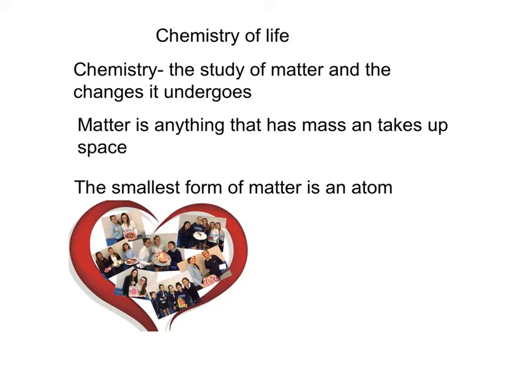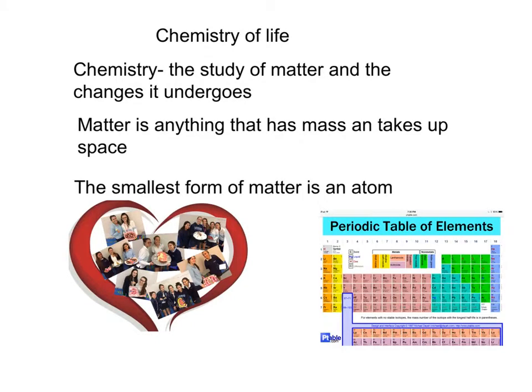Matter is composed of tiny particles called atoms. Therefore, the smallest form of matter is an atom. There are approximately 109 different types of atoms. A substance made up of one specific type of atom is referred to as an element.